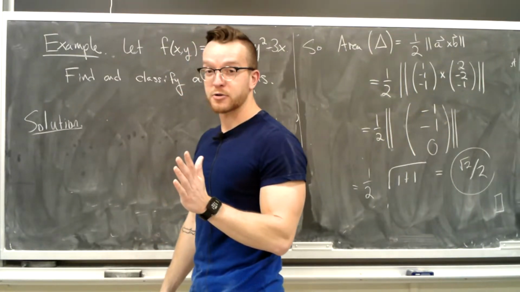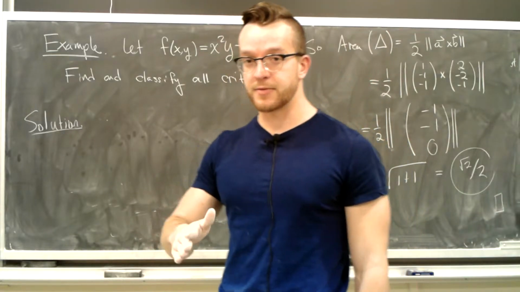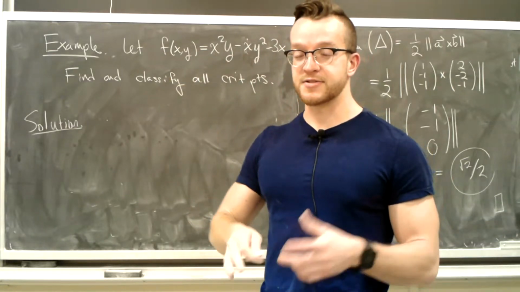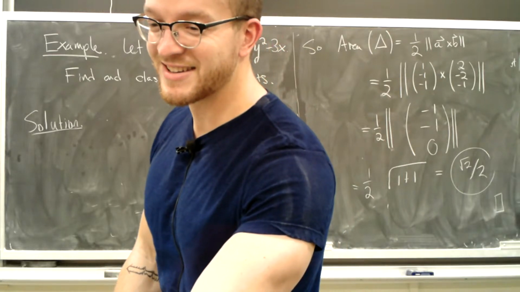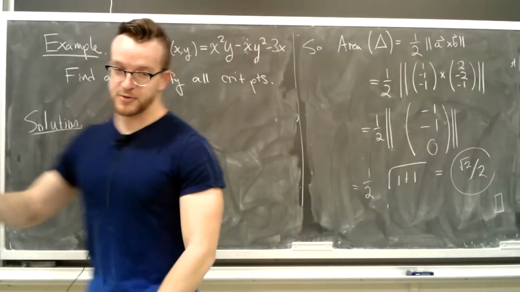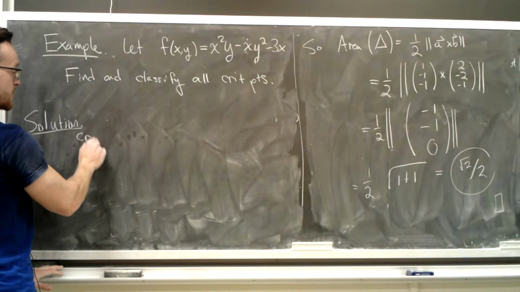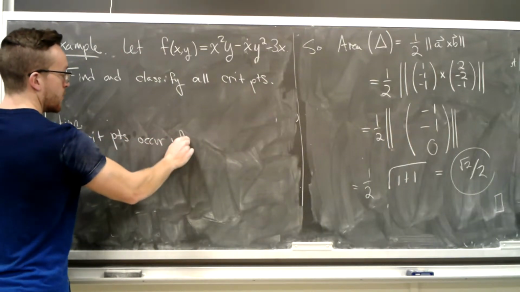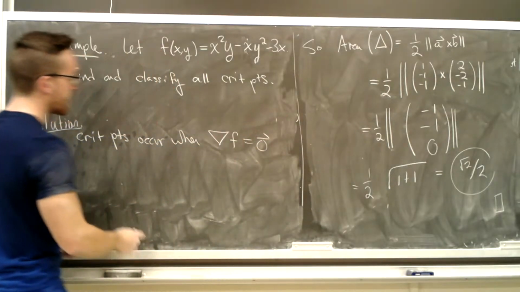How do we find critical points? We've done this already. We're going to find where the gradient is 0. So we've done something like this. We'll do it again. The difference here is that I want to classify them. So this is where that whole second derivative stuff is going to come into play. So to find them, we'll do exactly what we did before. And we'll say critical points occur when the gradient of f is the 0 vector.